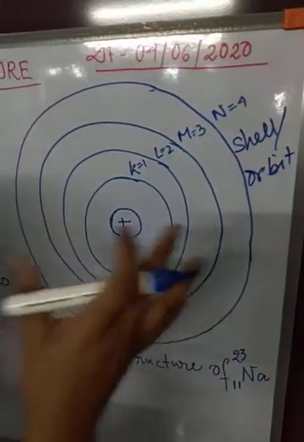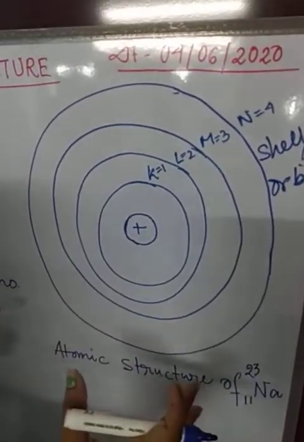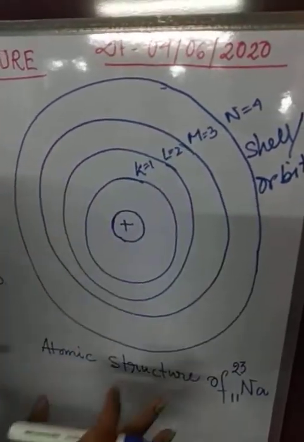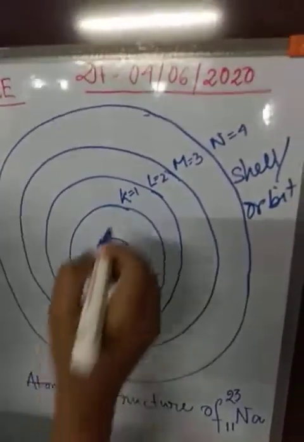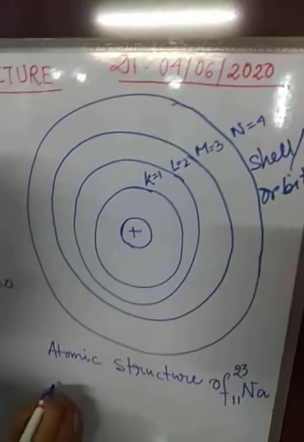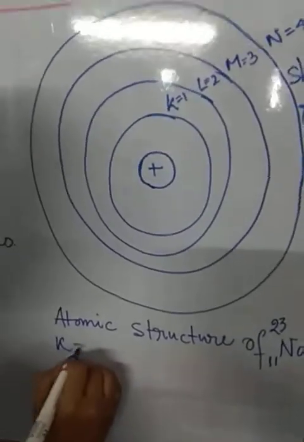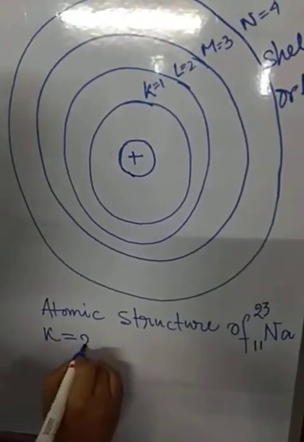So we will concentrate on these 4 only. Now, in the K shell, the first shell, it can accommodate a maximum of 2 electrons.